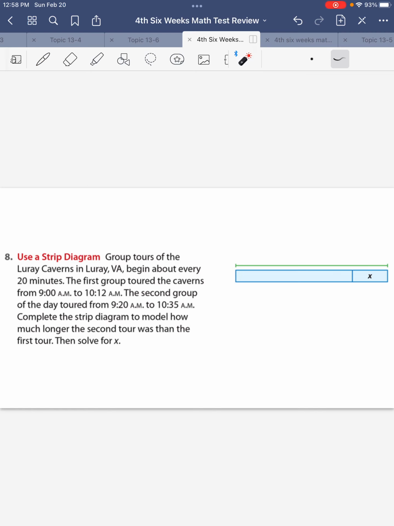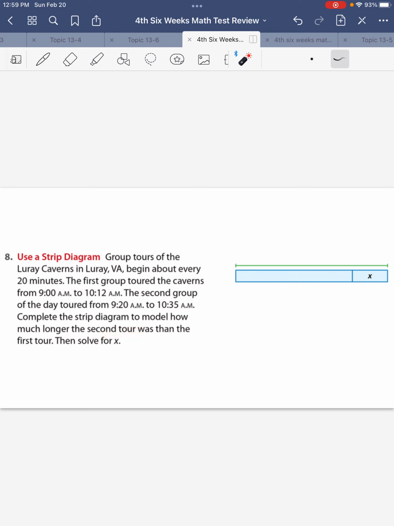Okay, next problem says, group tours of the Luray Caverns in Luray began about every 20 minutes. The first group toured the caverns from 9 a.m. to 10:12. The second group of the day toured from 9:20 to 10:35 a.m. Complete the strip diagram to model how much longer the second tour was than the first tour.